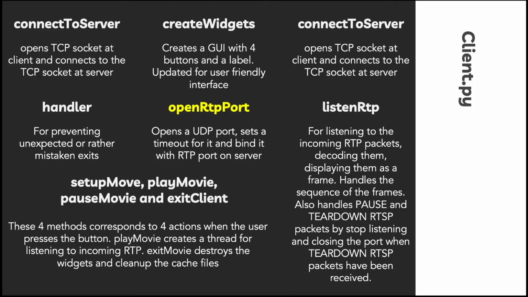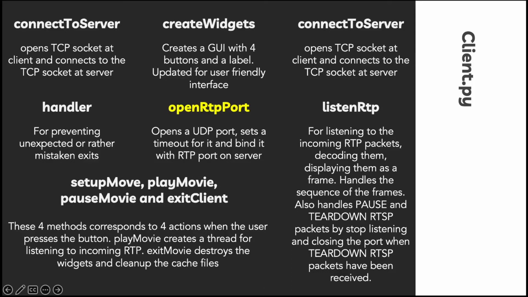Then we have the create widgets function. This is also a GUI function. Now, this method creates a GUI with 4 buttons and a label. The 4 buttons are organized on the same row with the text setup, play, pause, and tear down inside. Now, the label is placed above the buttons and is where the video will be shown. We customize this GUI for a more user-friendly interface.